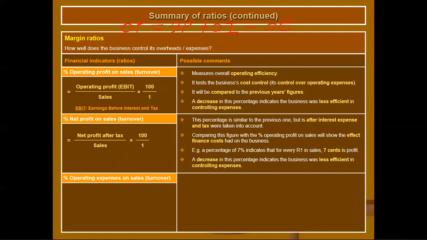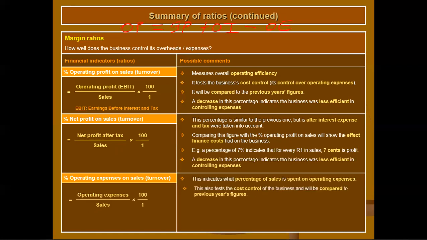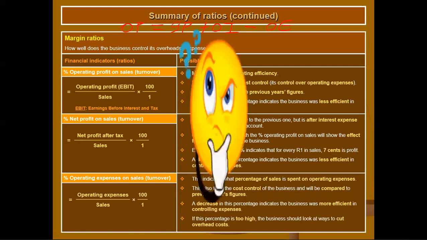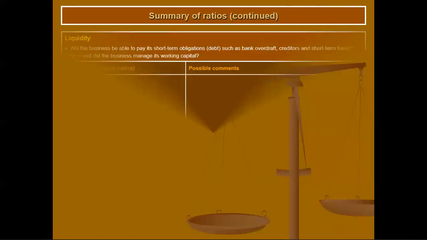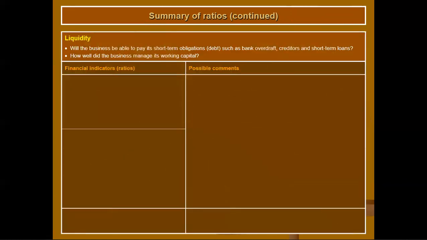And then you've got operating expenses on sales, which is your turnover. I don't know why we're repeating that because we actually did that above. Those are your margin ratios. Then we've got liquidity ratio.